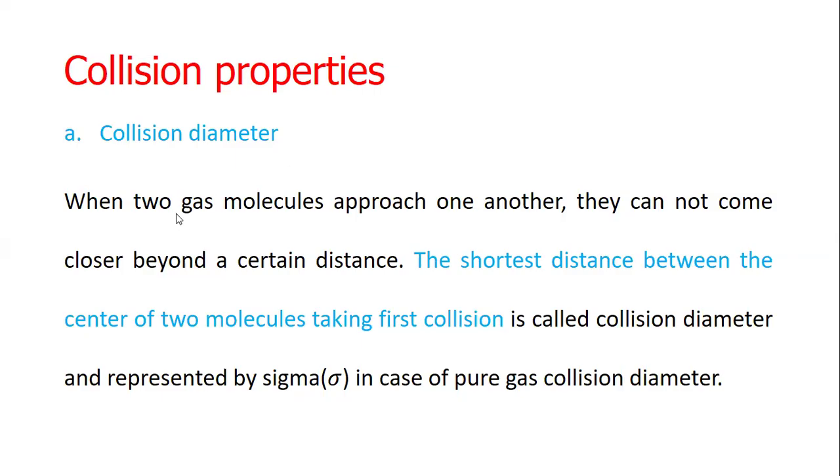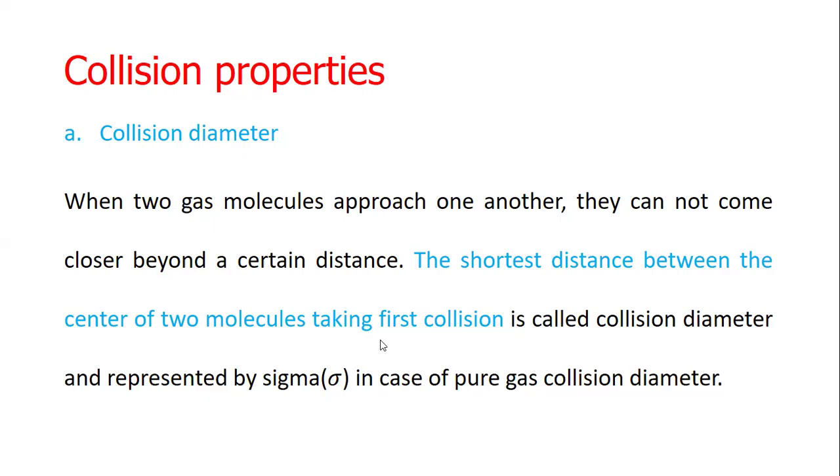Okay, collision diameter. When two gas molecules approach one another, they cannot come closer beyond a certain distance. The shortest distance between the centers of two molecules taking first collision is called collision diameter, and represented by sigma.